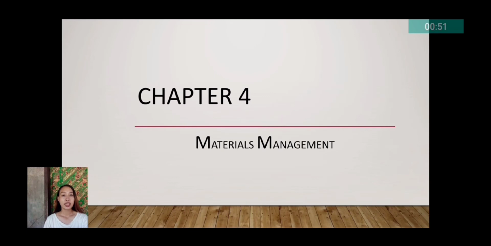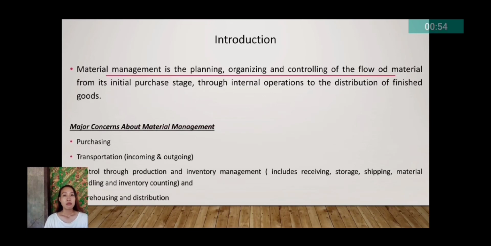Chapter 4, Material Management. Material management is the planning, organizing, and controlling of the flow of material from its initial purchase stage through internal operation to distribution of finished goods. So, it is the management of materials in an industrial undertaking, because the objective is cost reduction and efficient handling of materials in all stages and all sectors up to distribution of finished goods.